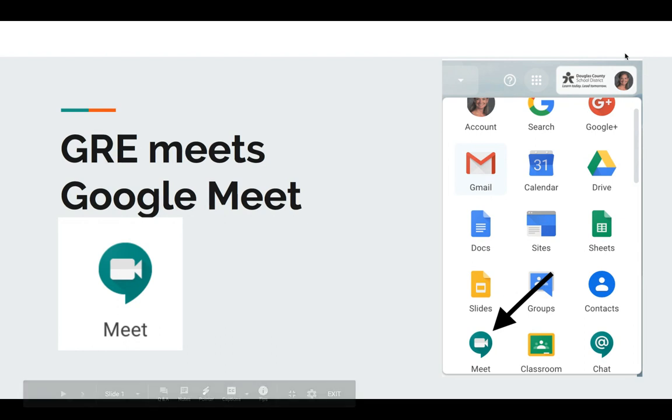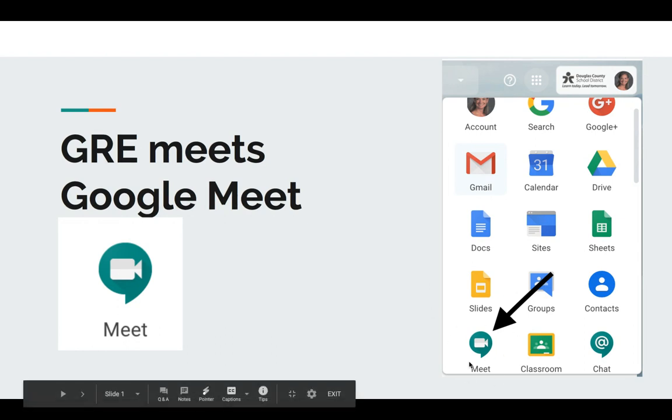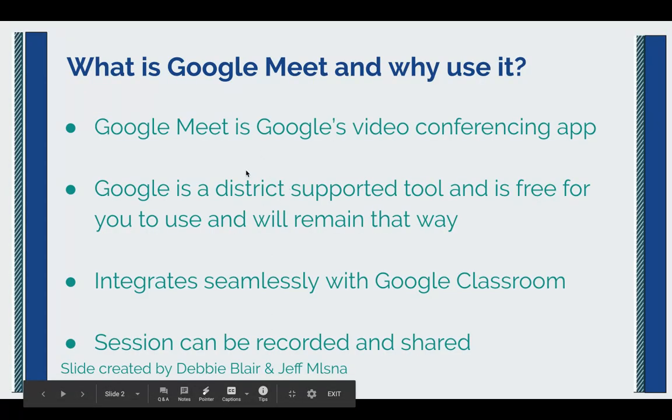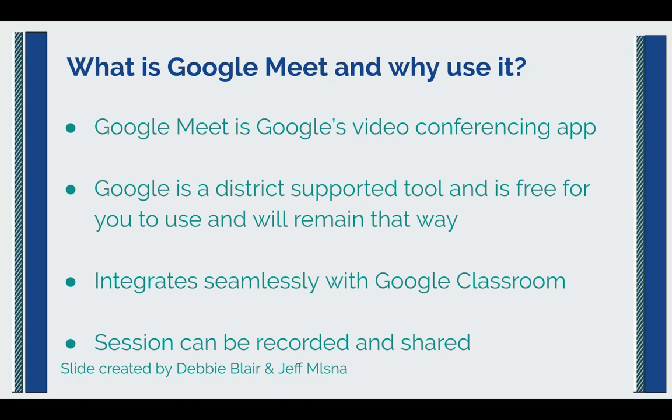So I first wanted to just show you that Google Meets is one of the apps inside your 3x3 array. Here's what it looks like. What is it? Well, it's a video conferencing app that's very similar to Zoom.